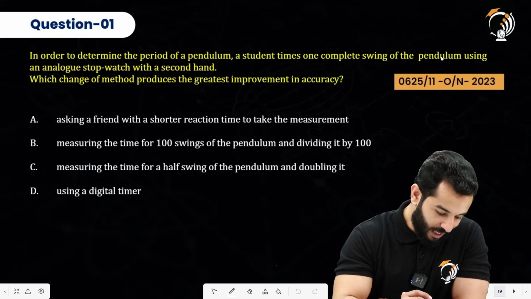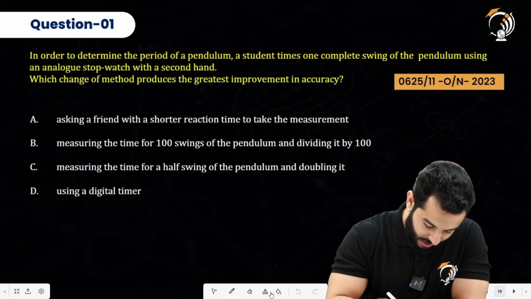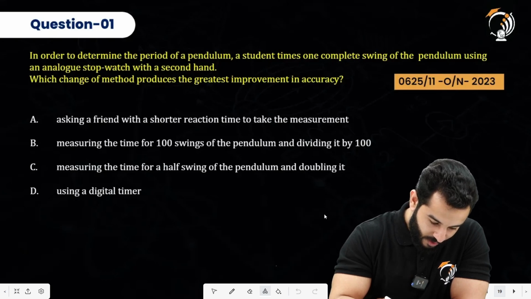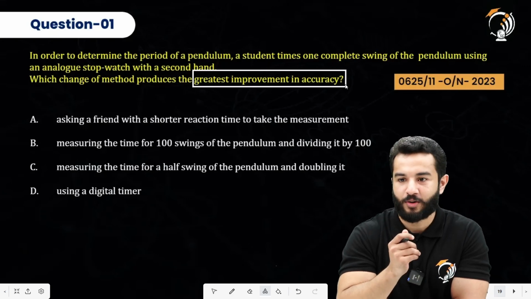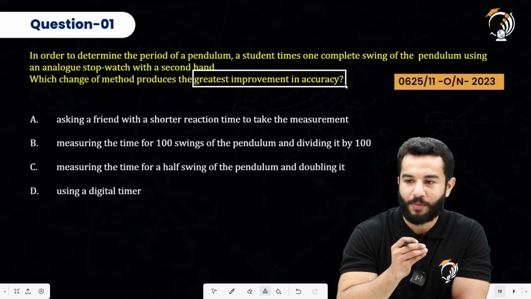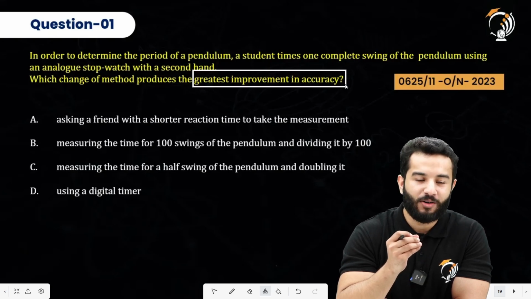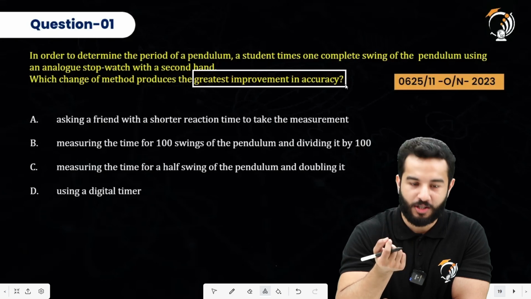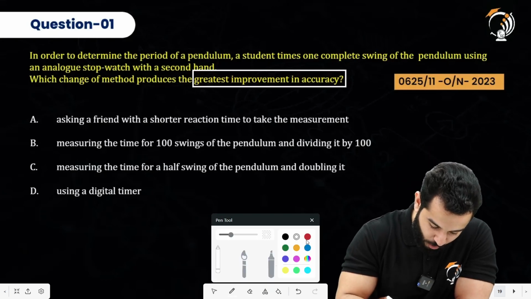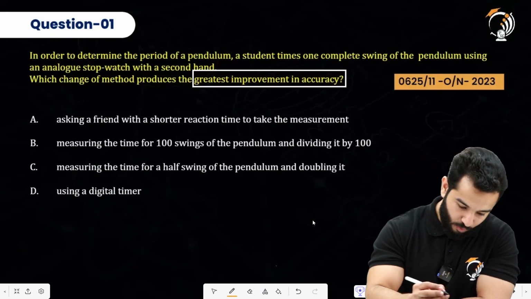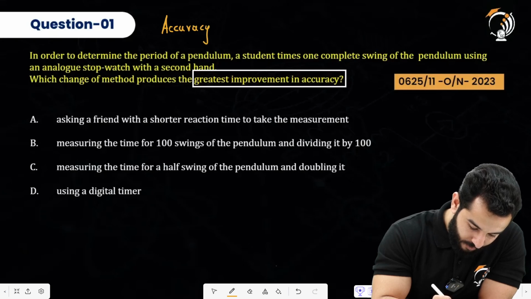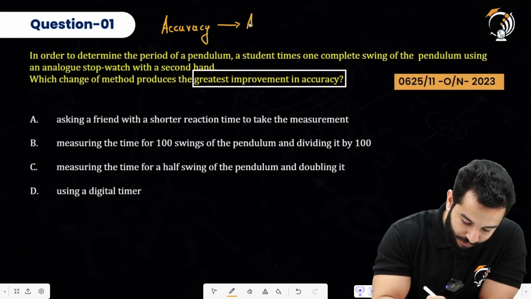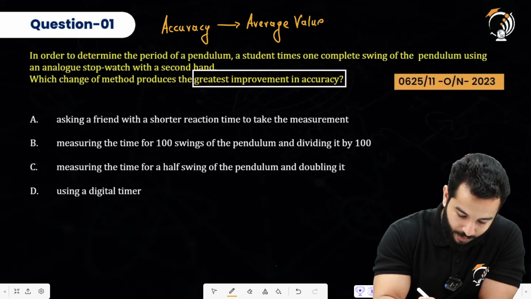All right. So basically what they are trying to say is they are talking about how to improve the accuracy of a measurement, right? So we talked about measuring certain physical quantities. Now let's talk about how to increase the accuracy for it. The answer for this one is going to be: accuracy can be increased by taking average values.